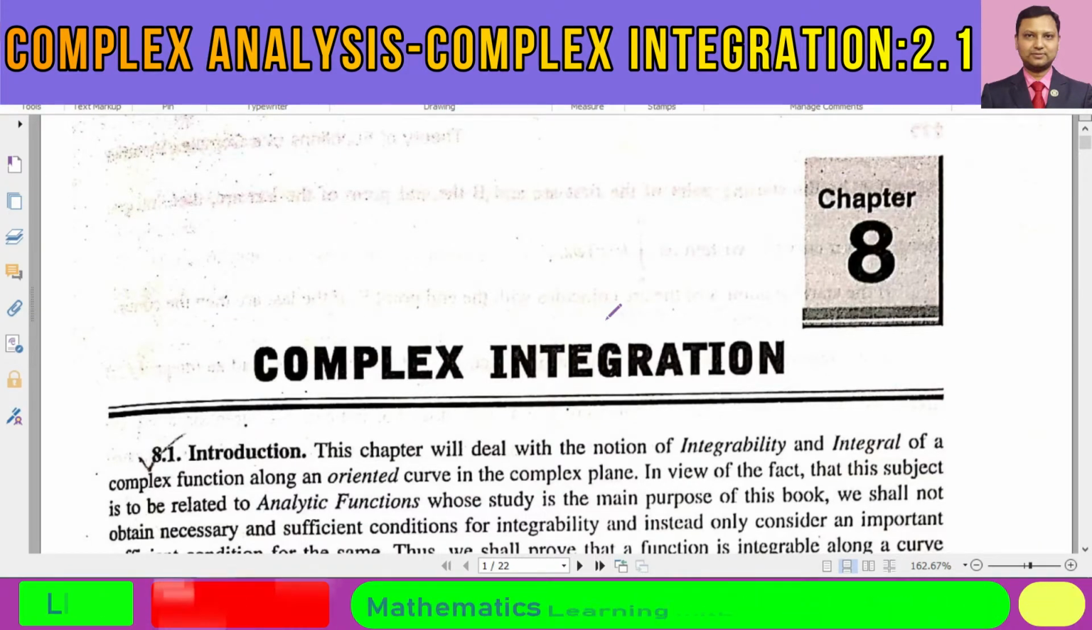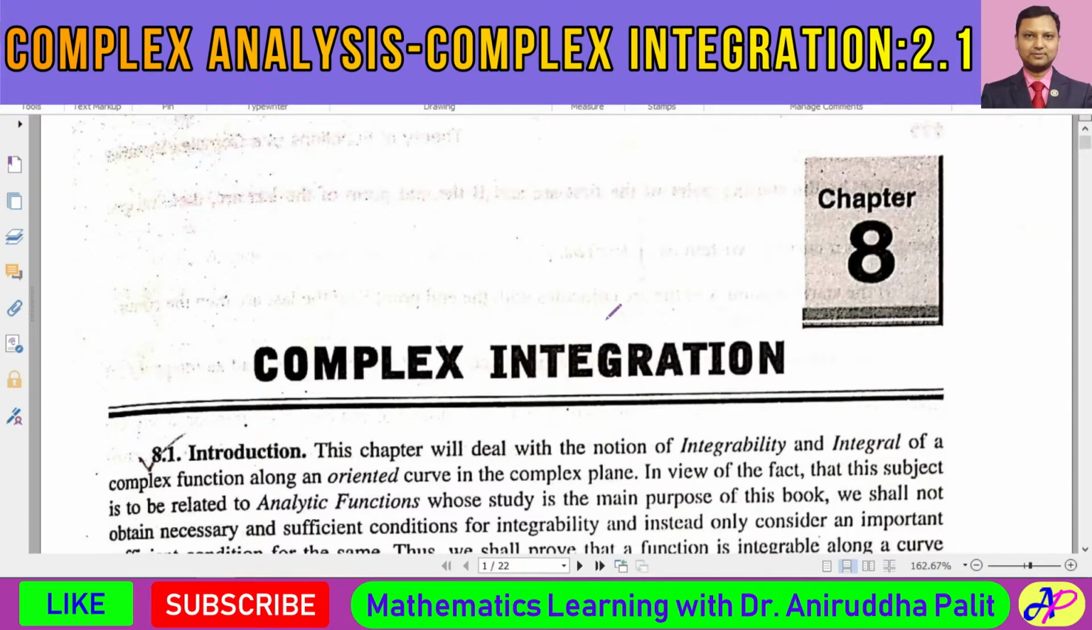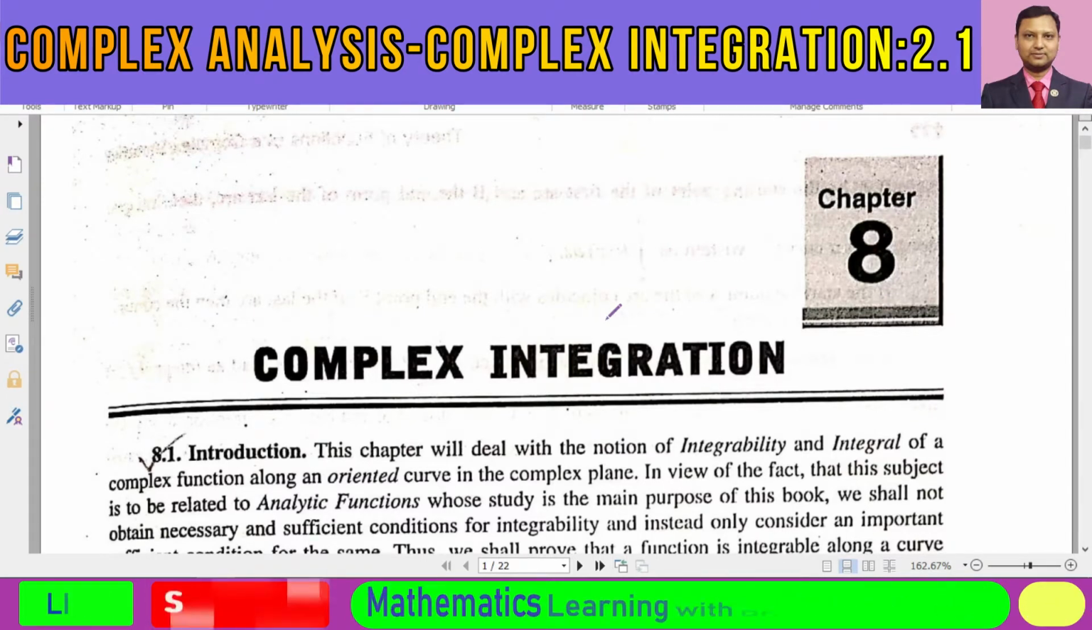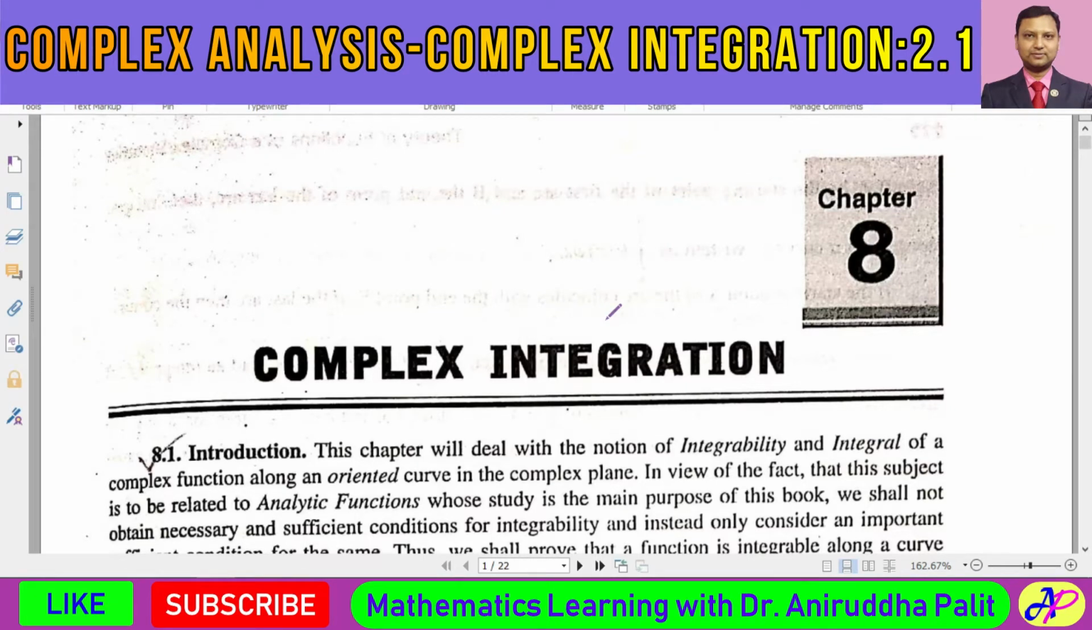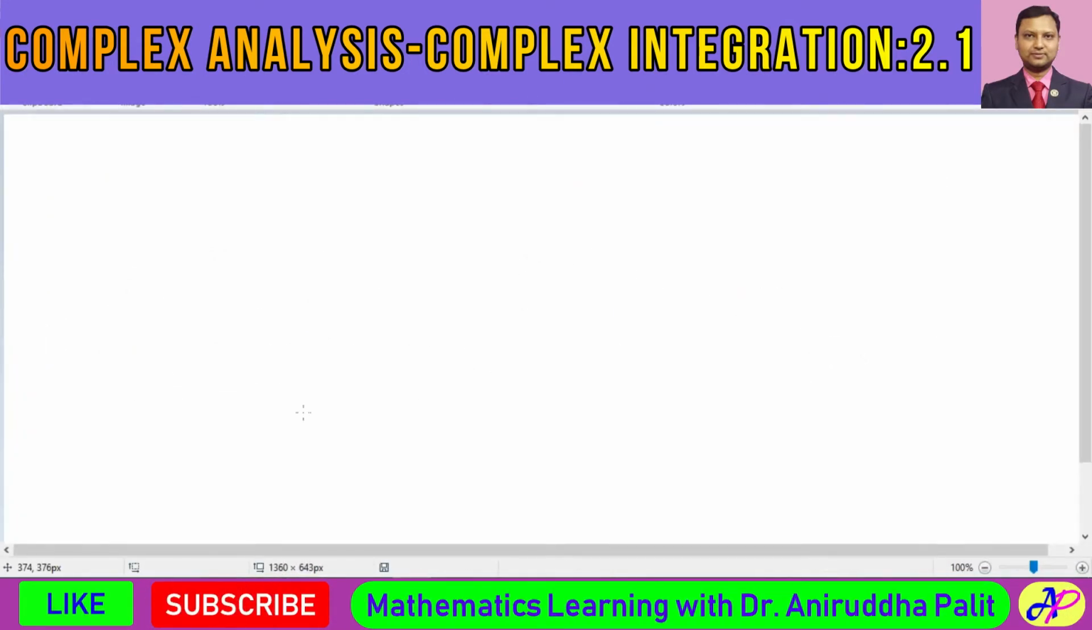And mainly today I shall discuss some definitions related to this contour integration. This is chapter number 8 in this book, but as per your syllabus, this is the next immediate unit after analytic functions. So over here, we shall have to discuss the geometry of a contour. And in order to discuss the geometry, let me start with this sheet.